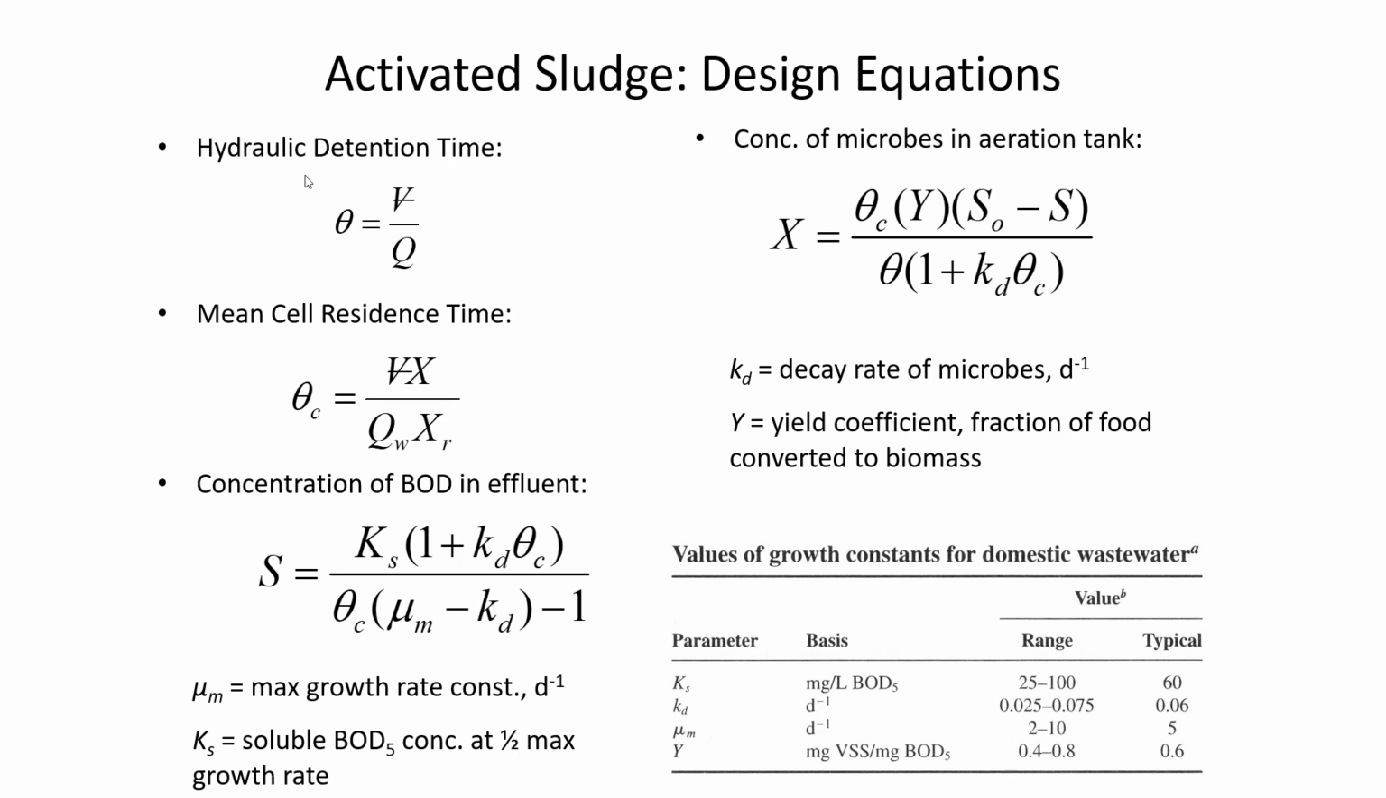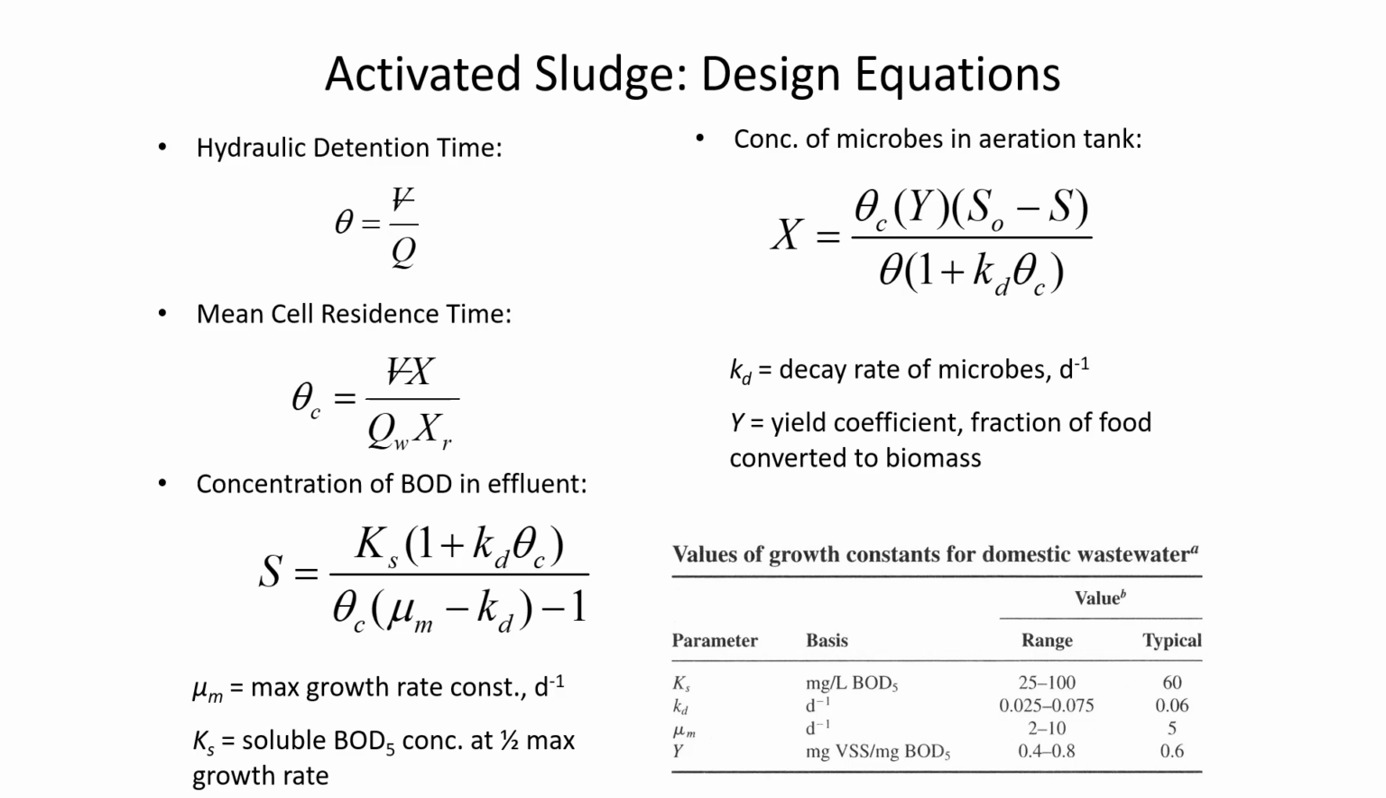So here are the design equations that we use and some typical growth parameters. We're going to do an example here in a minute. So let me write down some of these typical growth parameters on the board because we're going to need them later. So hydraulic detention time, we've seen that plenty of times before. It's just volume divided by flow rate. Mean cell residence time is how long does a bacterial cell spend on average circulating around between the clarifier and the aeration basin before its turn comes up to be discharged.